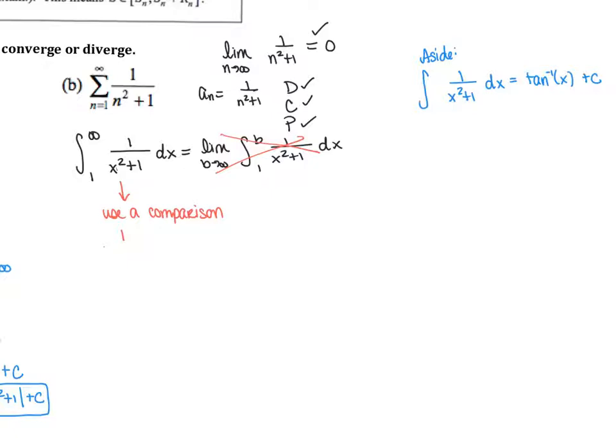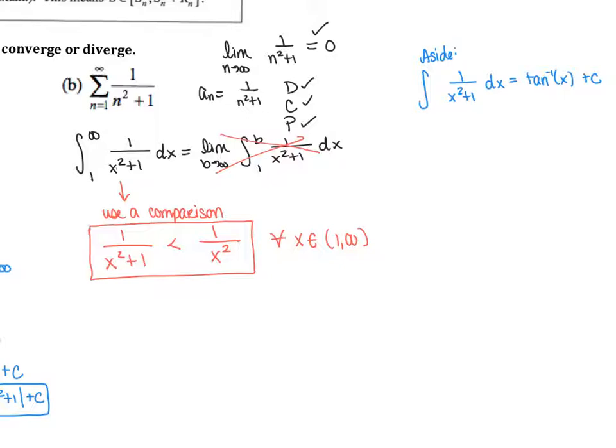So I have 1 over x squared plus 1, and I know that that will always be less than 1 over x squared for all x from 1 to infinity, and that's the limits of integration. So here's my comparison. Remember, in this direction, if this one converges, then the smaller one will also converge.